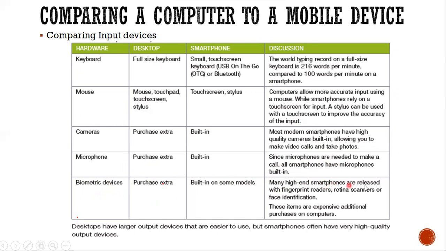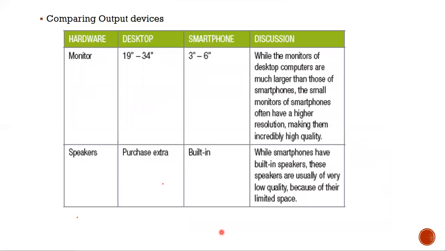Many high-end smartphones are released with fingerprint readers, retina scanners, or face identification. These items are expensive additional purchases on computers. So desktops have larger output devices that are easy to use, but smartphones often have very high quality output devices. So desktops have larger output devices, but the smartphones have better quality and smaller devices.